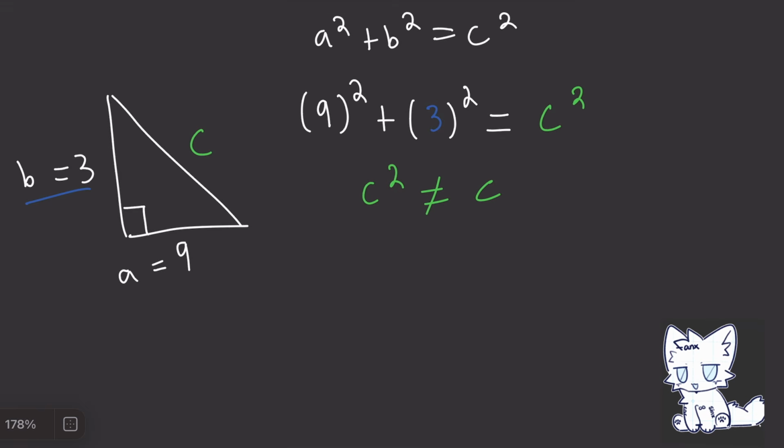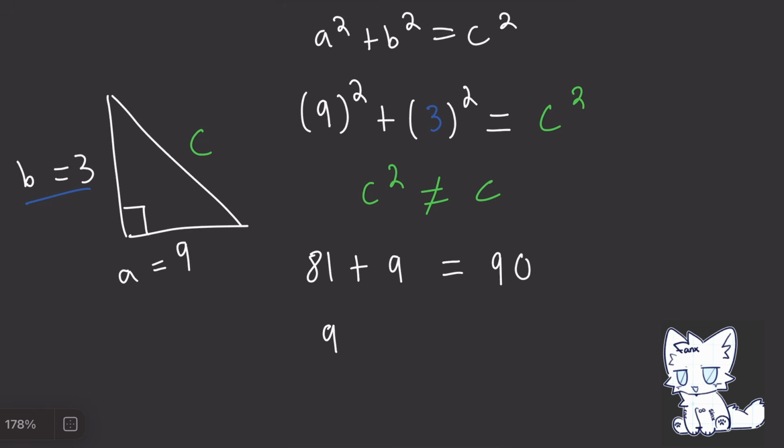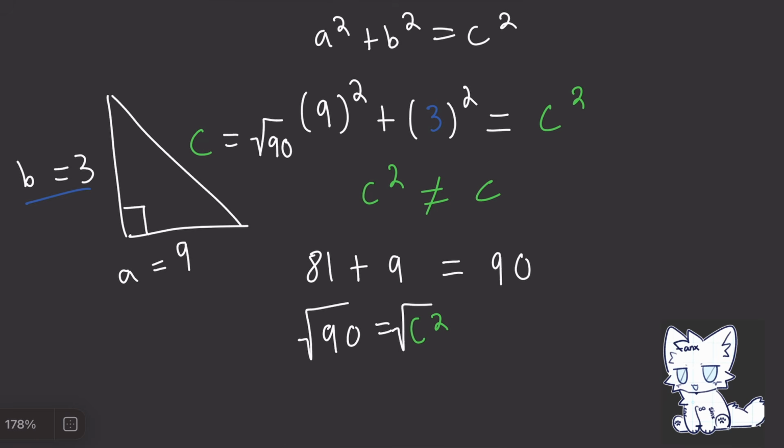9 squared is 81. 3 squared is 9. So that is equal to 90. 90 is equal to c squared. Now, what do we need to do to get c, or the hypotenuse? We just need to take the square root of both sides, and that will give us our value c. So the hypotenuse of this triangle is equal to the square root of 90. And this is our answer.